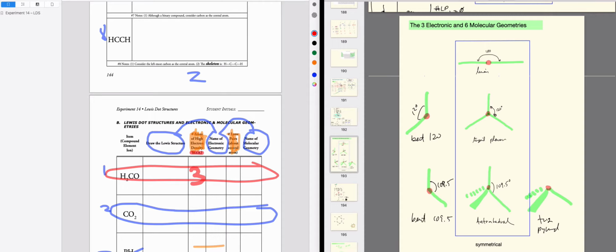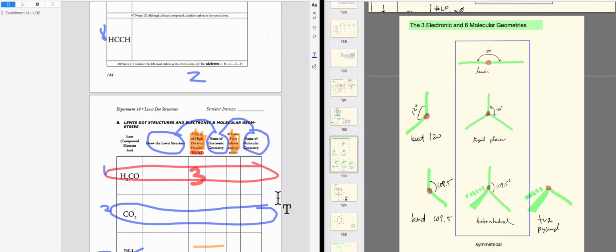Okay, how about 3? What if I have 3? What's the farthest they can get away from each other? The farthest they can get away from each other is 120 degrees apart. That's it. That's as far as they can get. And it makes this triangle shape, but it's flat. So this is called trigonal planar. So what I would write here on my answer sheet, and now I would have to write really small, or if I was really clever and couldn't do that, I would just type trig planar.